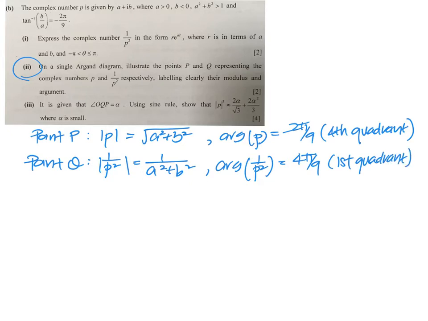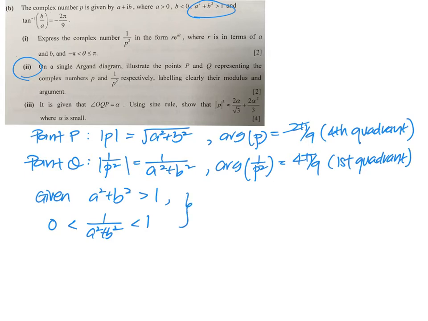Besides figuring out which quadrant this complex number lies in, we need to also consider how far these complex numbers are from the origin. We are given the information that a squared plus b squared is greater than 1. So what can we conclude from here? We will conclude that 1 over a squared plus b squared must be between 0 and 1. In other words, I expect that the distance of point P from the origin must be longer than the distance that point Q is from the origin.